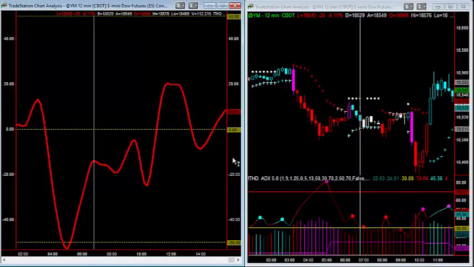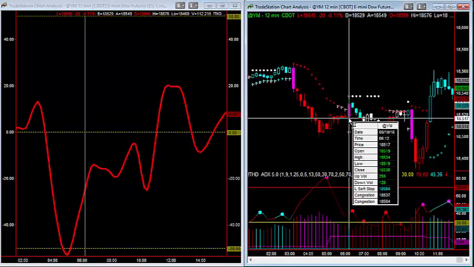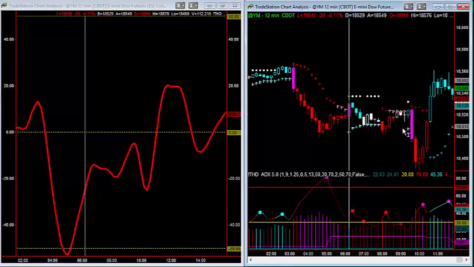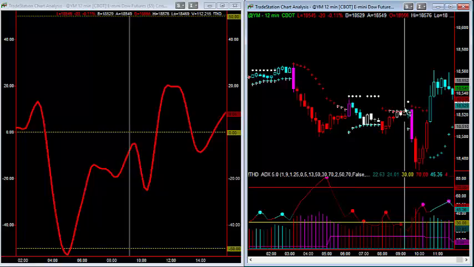And you can see that the RSI actually makes a high with price. But then we make a lower high over here in price, but we make a higher high in the RSI. That is one type of divergence. And I'm just going to highlight it for you.